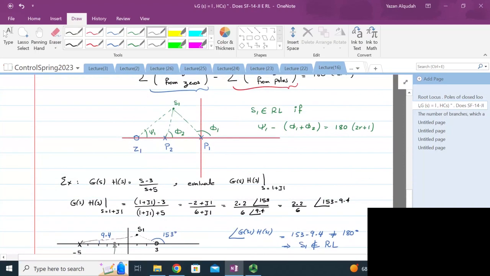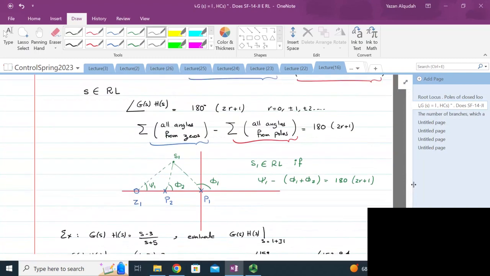Is this clear, everybody? So again, we're going to use this angle criteria to determine whether a point belongs to the root locus or not. Now what we said is that we're going to be able to generate the root locus without having to use a computer. In order to do that, we said we're going to create a set of rules that we're going to apply. We're going to go through these rules and understand them. And hopefully when we finish all the rules, the full picture will come together.